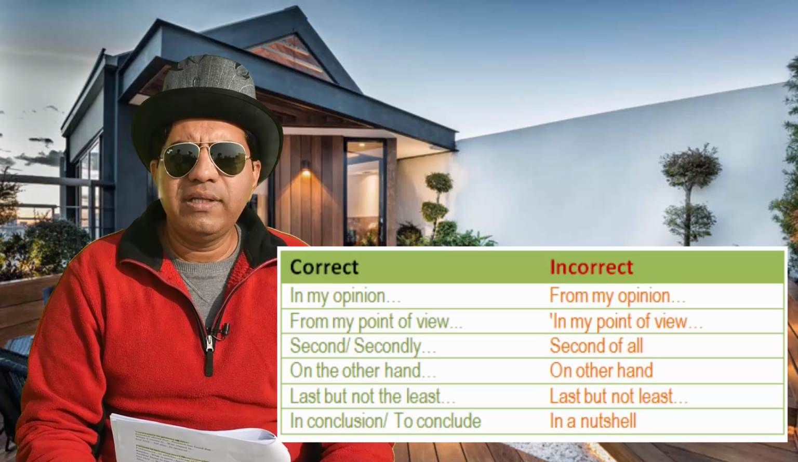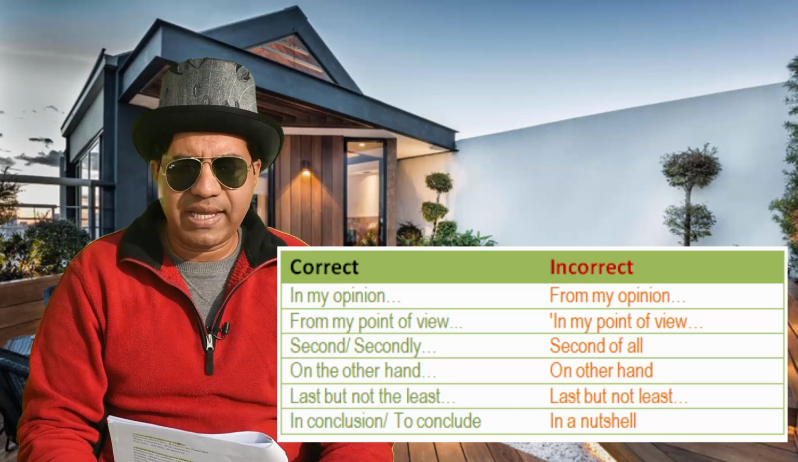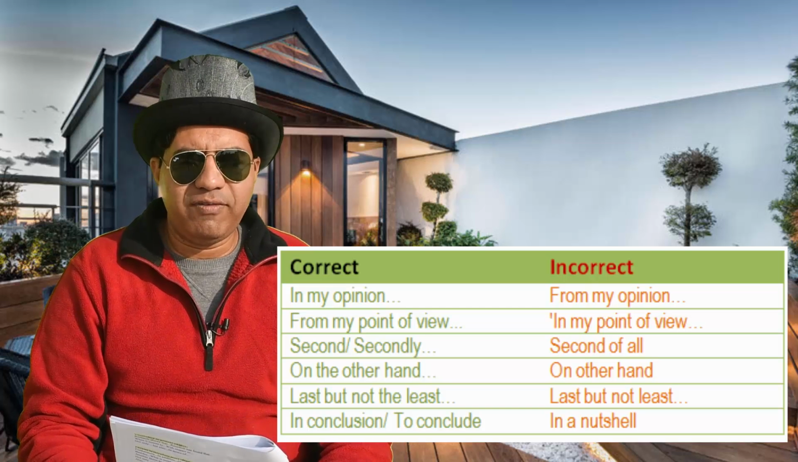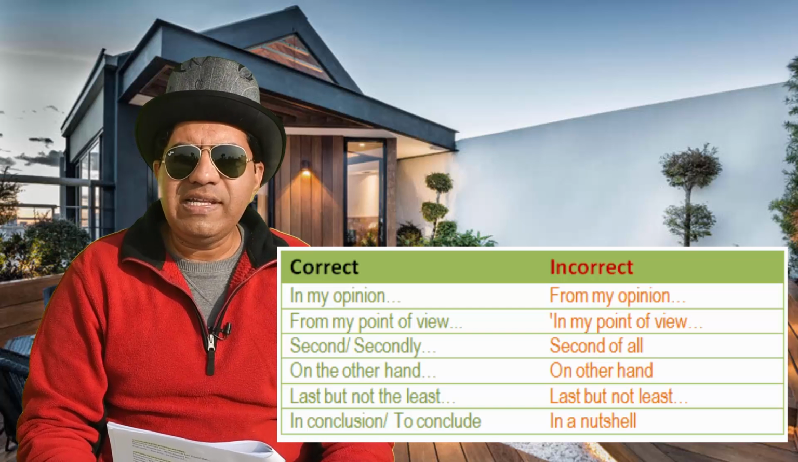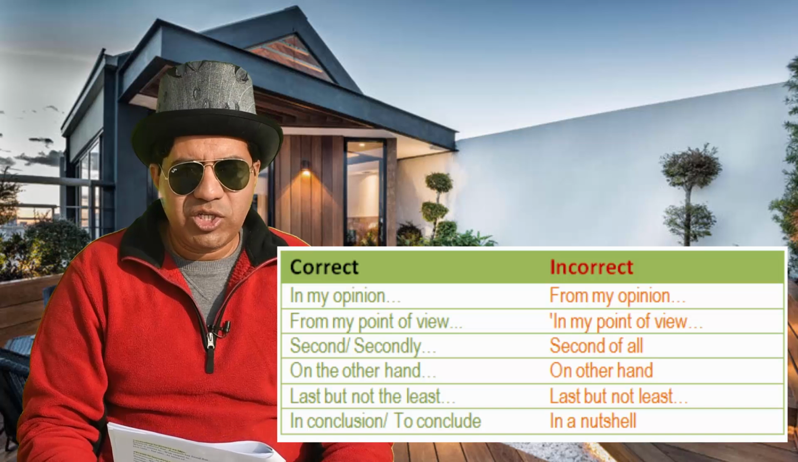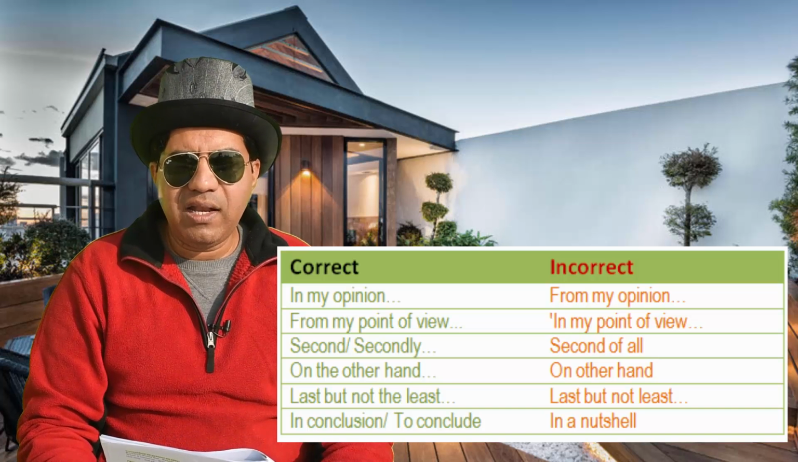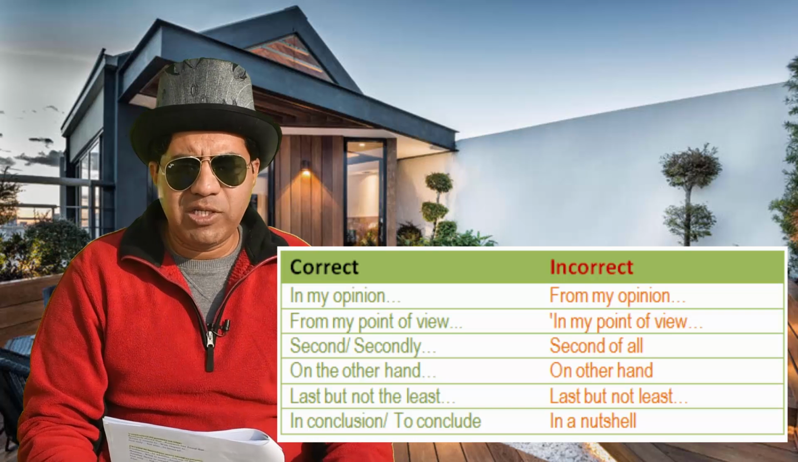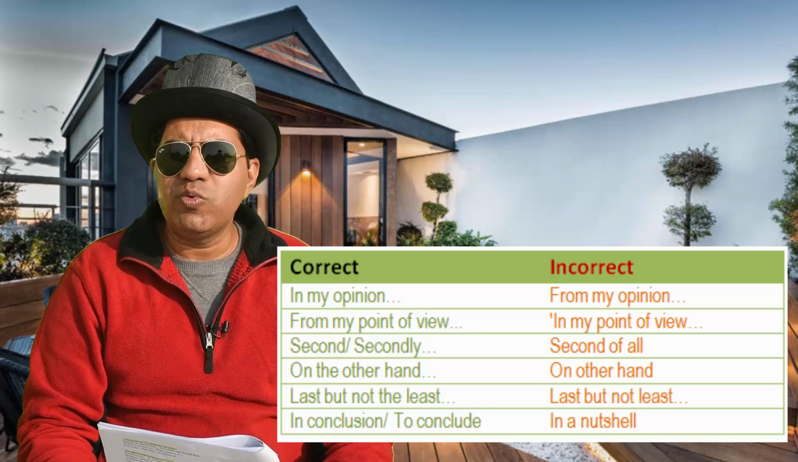Second of all, that is wrong. Instead of that, you can say secondly or second. On other hand is wrong. It should always be on the other hand. Last but not least, this is wrong. It should be last but not the least. In a nutshell is wrong. Commonly people use this. The correct one is in conclusion or to conclude.